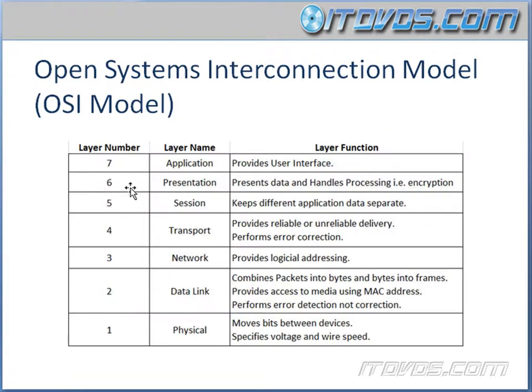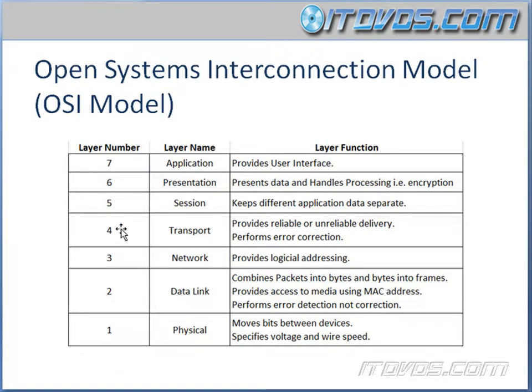The OSI model has 7 layers. Layer number 7 is the application layer. Layer number 6 is the presentation layer. Layer 5, the session layer. Layer 4, the transport layer. Layer 3, the network layer. Layer 2, the data link layer. And layer 1 is the physical layer.